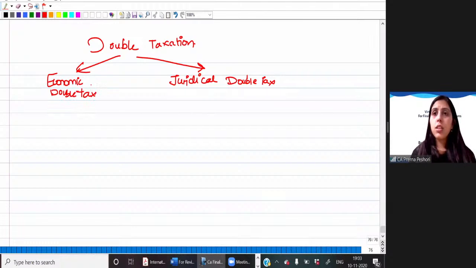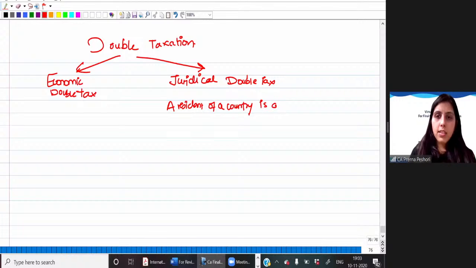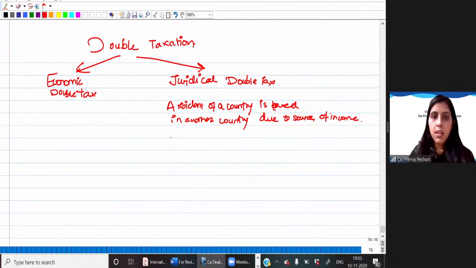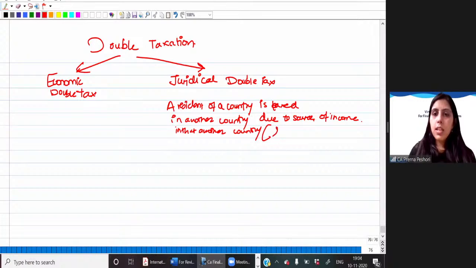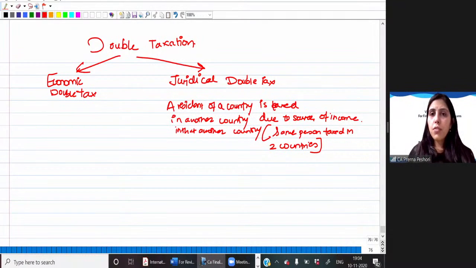Now, what is juridical double taxation? It is where a resident of a country is taxed in another country due to a source of income in that other country. So this means the same person is taxed in two countries. Clear? A resident of a country is taxed in another country due to a source of income in that other country. So one person is getting taxed in two countries. That is juridical double taxation.